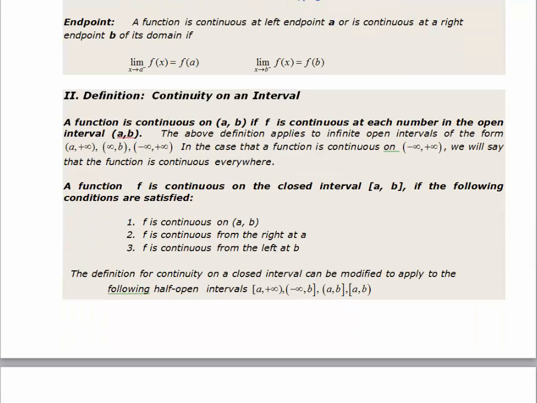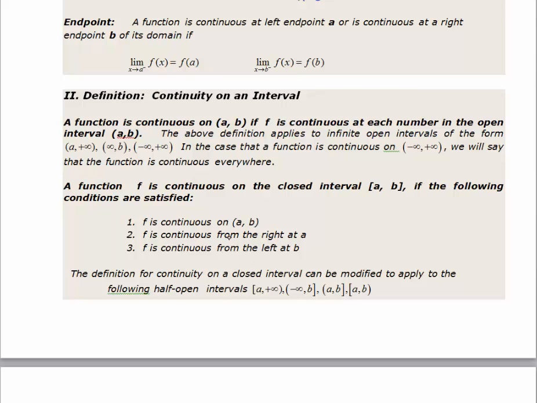And now that we know the definition of continuity at a point, we can talk about continuity on an interval. In order for a function to be continuous on a closed interval, it has to be continuous everywhere in the open interval, and it also has to be continuous at the left endpoint from the right, and continuous at the right endpoint from the left.